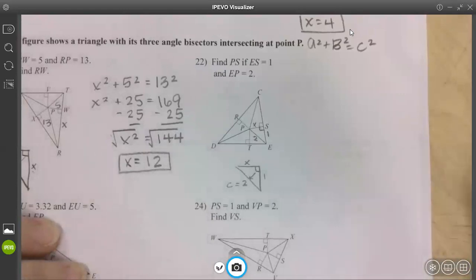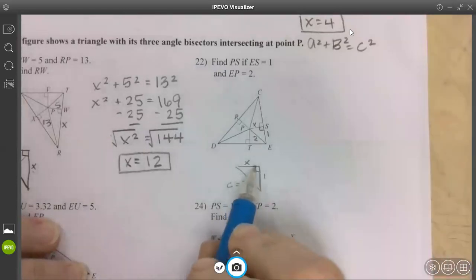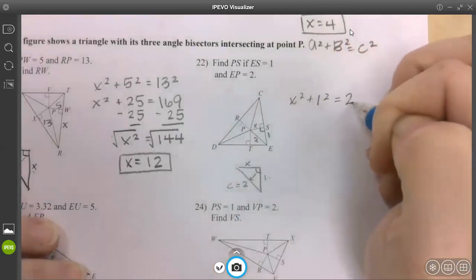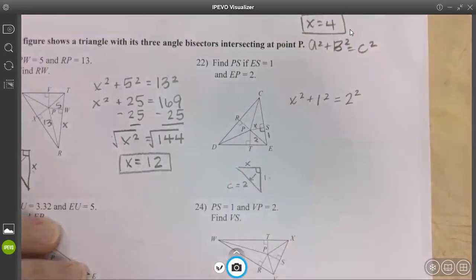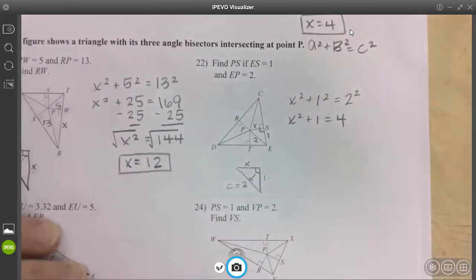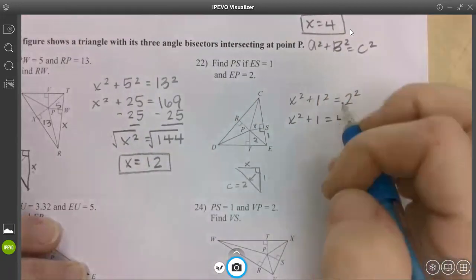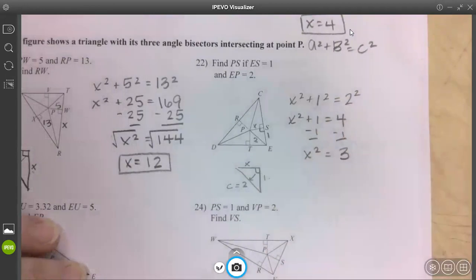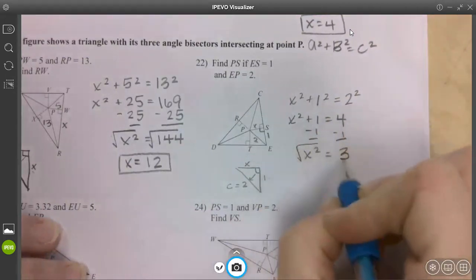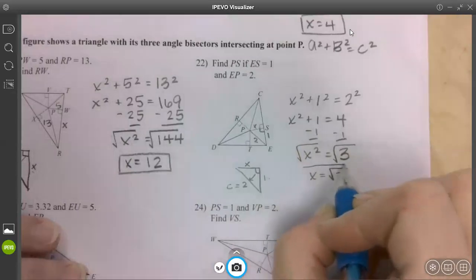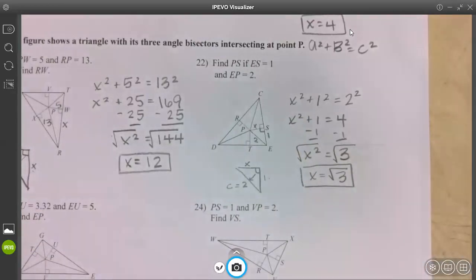Again, I like to put my X first. So we're going to do A squared plus B squared. So X squared plus 1 squared equals 2 squared. 1 squared is 1 and 2 squared is 4. We're going to solve by subtracting 1. We get X squared equals 3. And then we're going to finish by taking the square root. And I get X equals the square root of 3. There's nothing that I can do to fix it. That's as small as it gets. If you give me the decimal, that's perfectly fine as well.